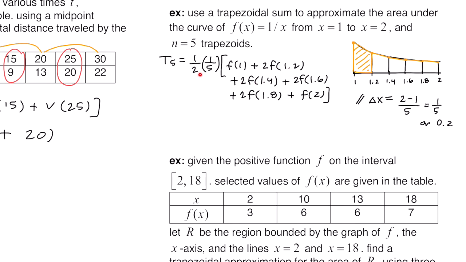At this point, we're going to plug this entire thing into a calculator, and our approximation for the trapezoidal sum is going to be 0.696.